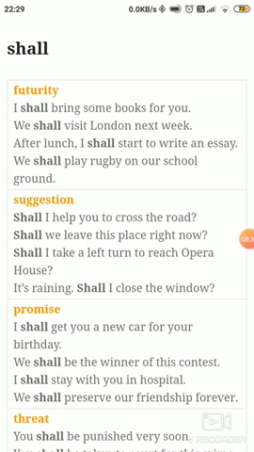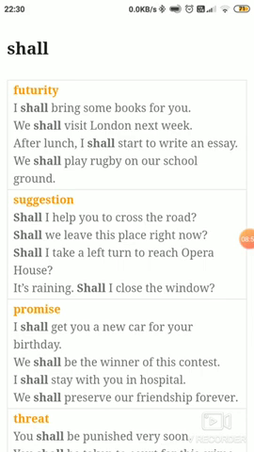Futurity, in order to predict or in order to tell something about future. I shall bring some books for you. We shall visit London next week. After lunch, I shall start to write an essay. We shall play rugby on our school ground.